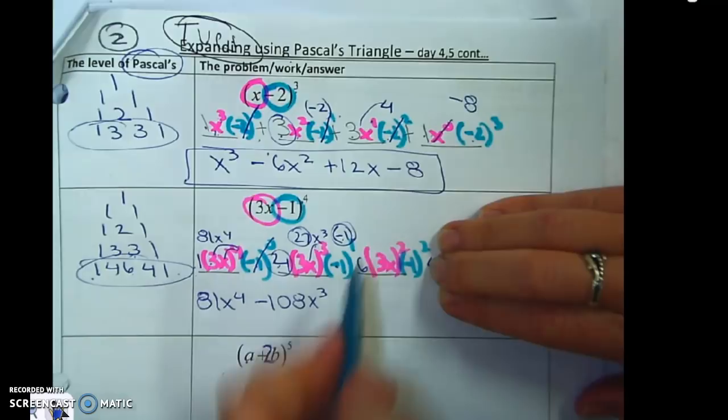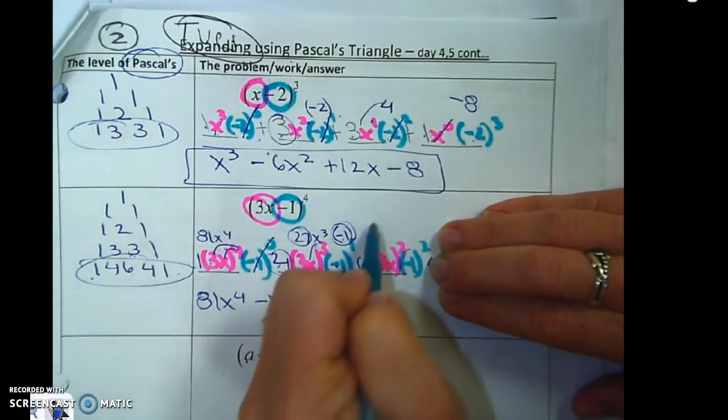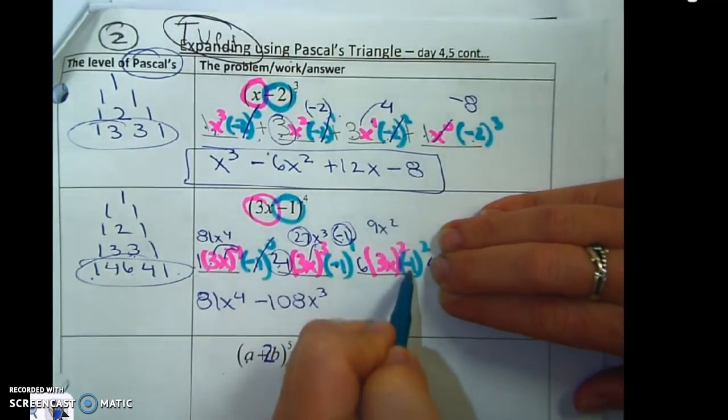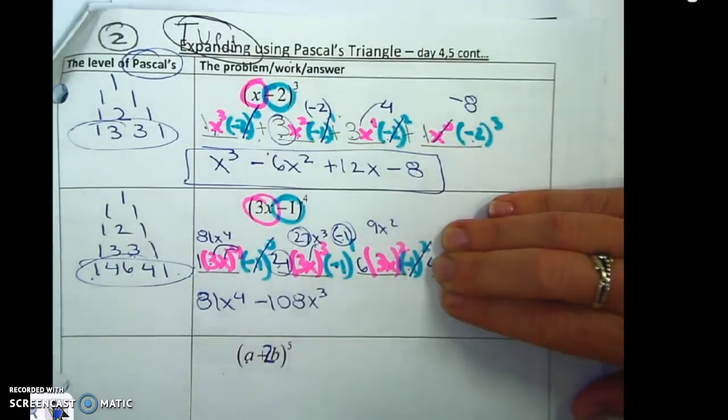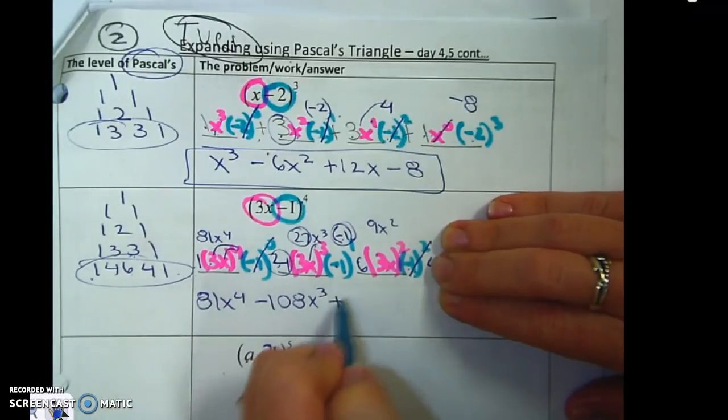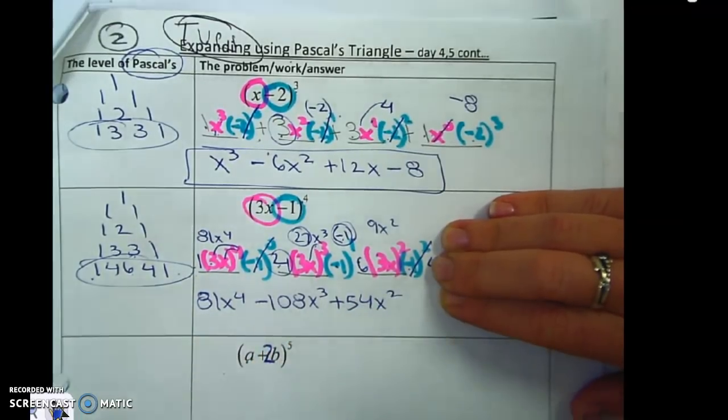Now I go to the next one. 3 squared means 3 times 3, which is 9 x squared. A negative times a negative is a positive, so that's gone, because 1 times 1 is 1. So I just have 9 times 6, 54x squared.